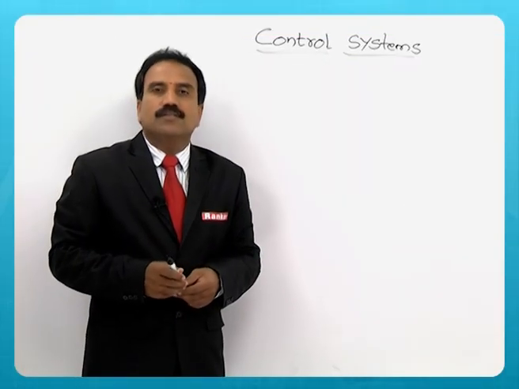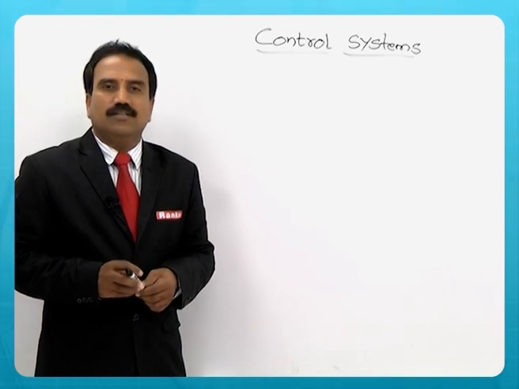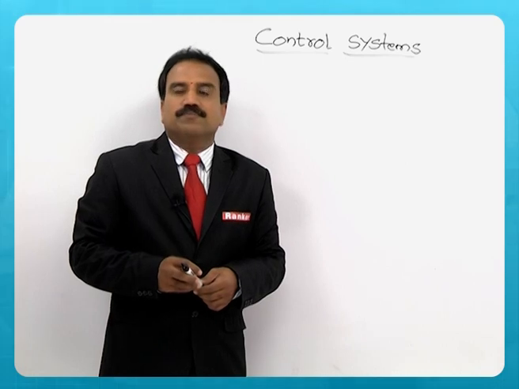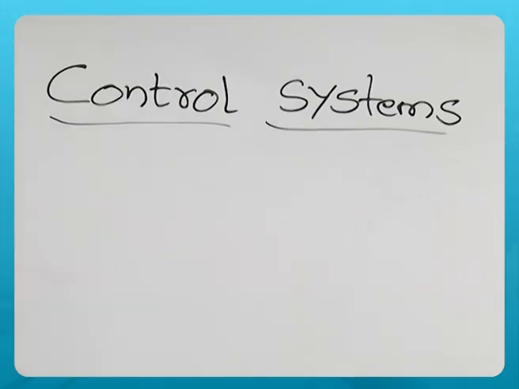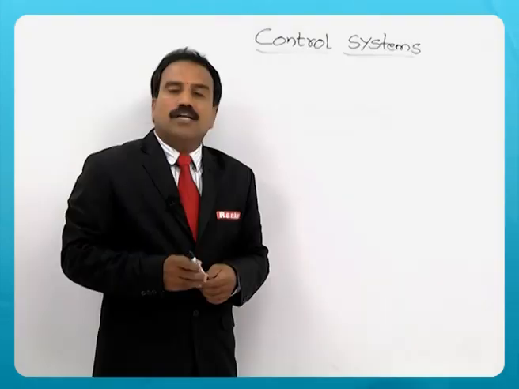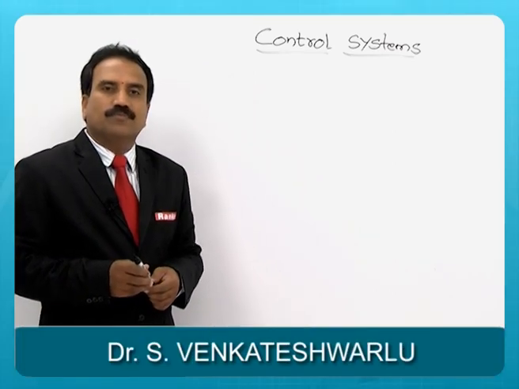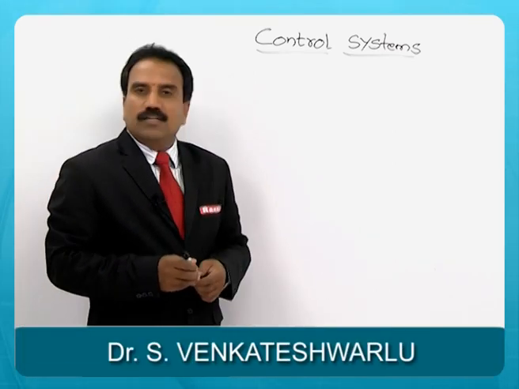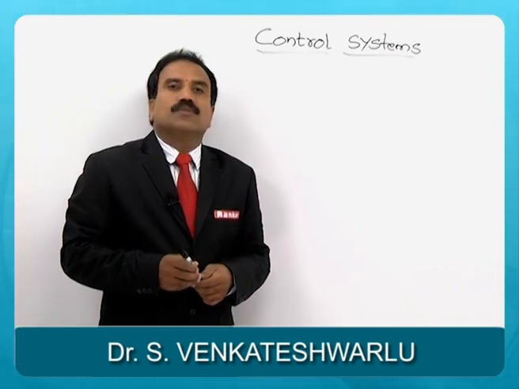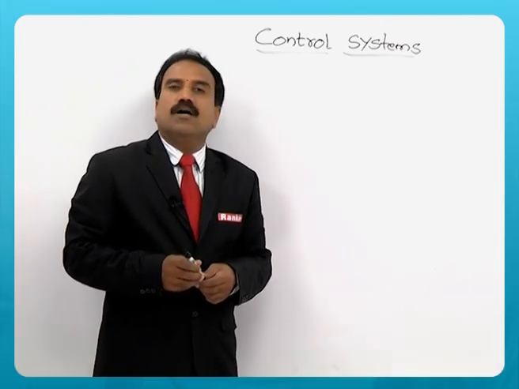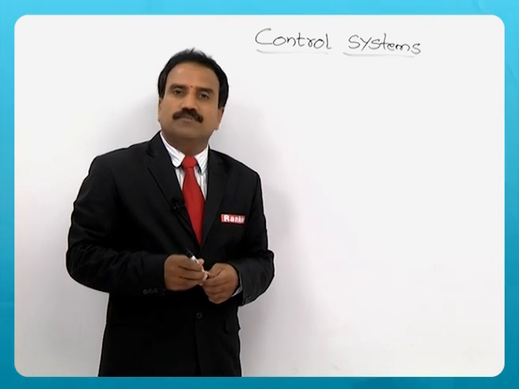Control systems is the subject that mainly deals with the analysis of a given system. This subject is common to electrical and electronics engineering as well as electronics and communication engineering students. This is basically linear control systems. Linear means a system is said to be linear if it obeys the law of superposition and homogeneity.